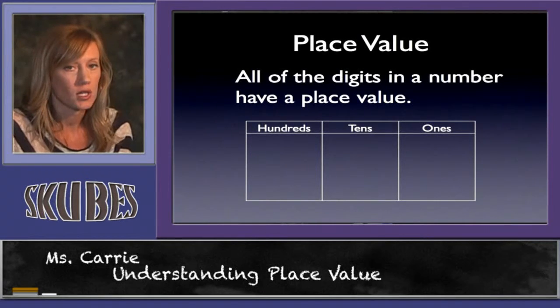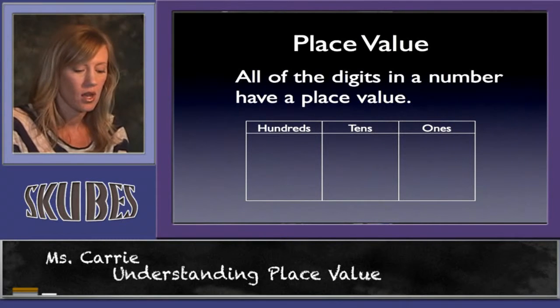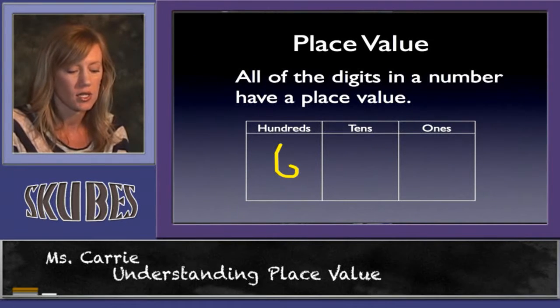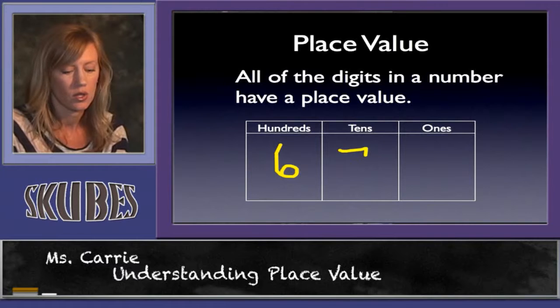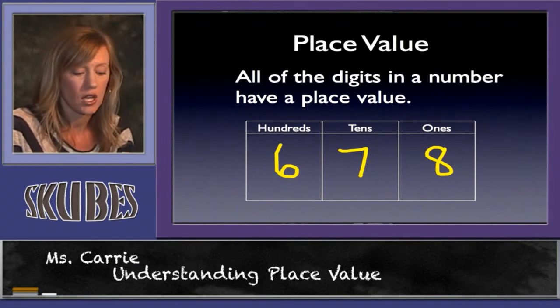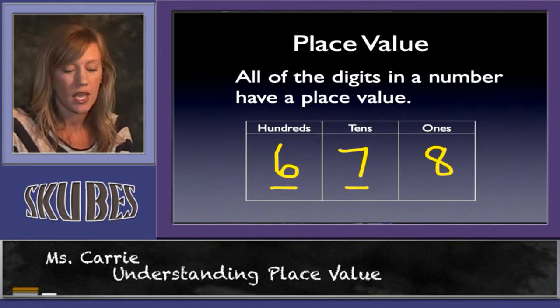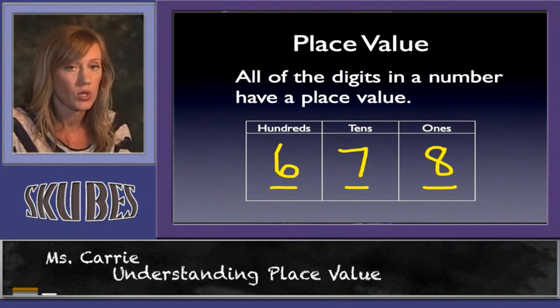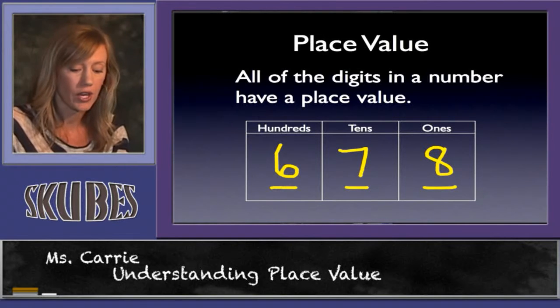Let's look at the number 678 and plug it into our hundreds, tens, and ones chart. After we plug it into the chart, we see that there are 6 hundreds, 7 tens, and 8 ones. Each digit in the number 678 has a value.